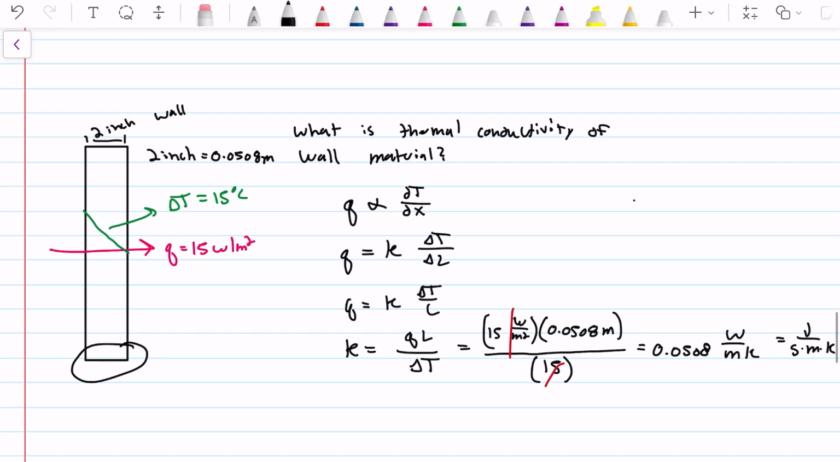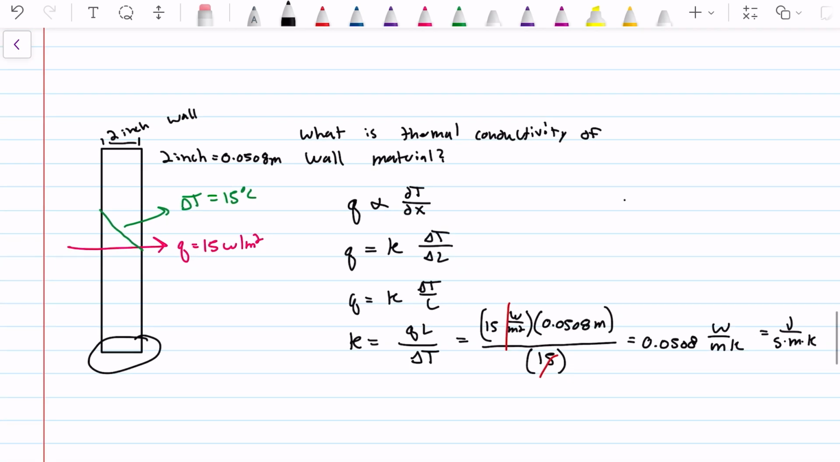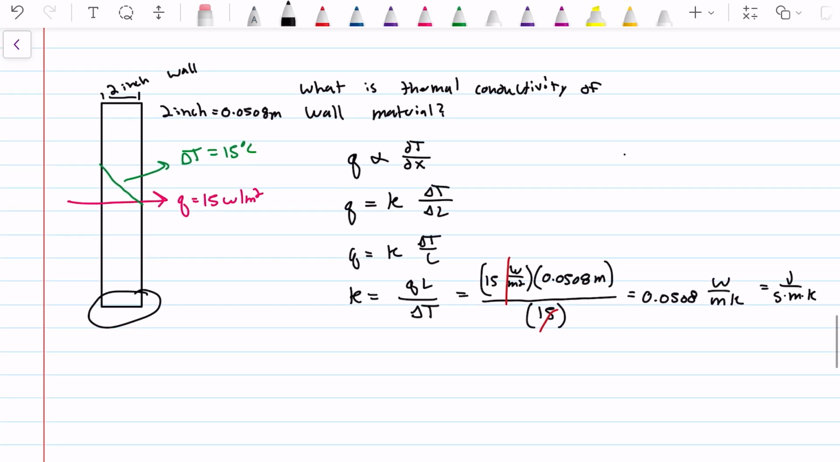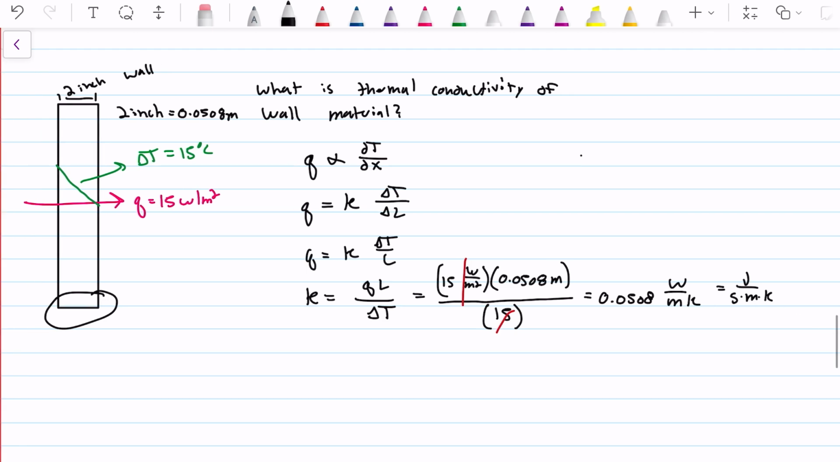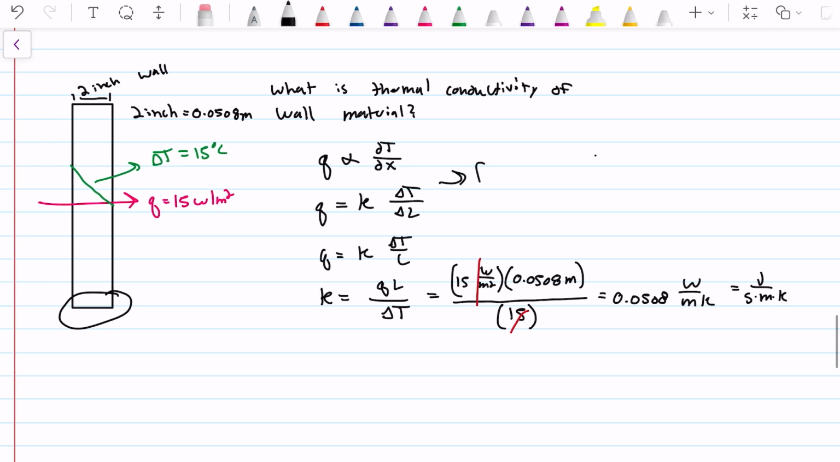Okay, and this is a relatively trivial problem, but it is adapted from something I saw. So, yeah, Fourier's law.